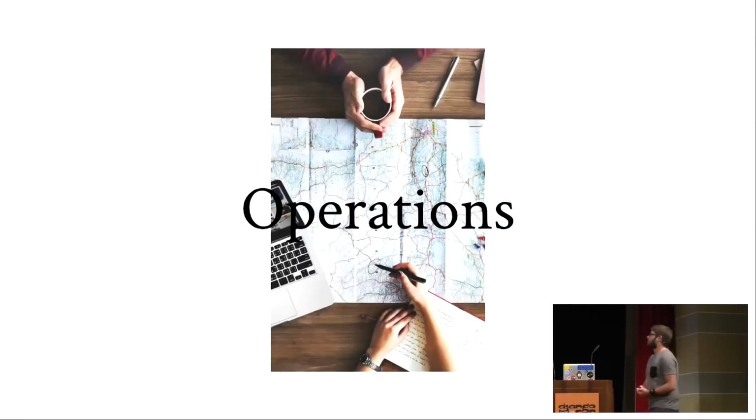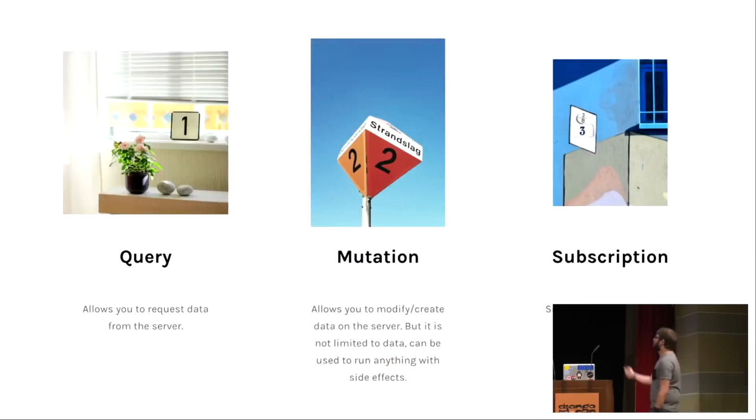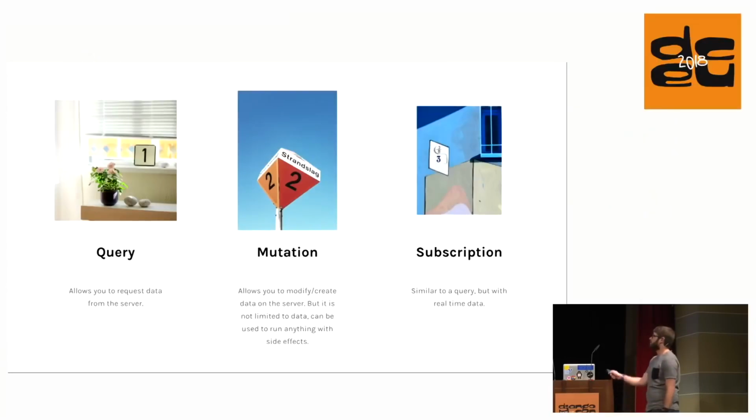So far, we have only seen queries, so we can only fetch data. If you want to do other operations, we need to use one of those three main operations. First, query, which we've already seen, is a way to request data from the server. Then you have mutation, which is a way to modify and create data. But it's not really limited to that. You can also, for example, use a mutation to run a task or something else, which is quite handy.